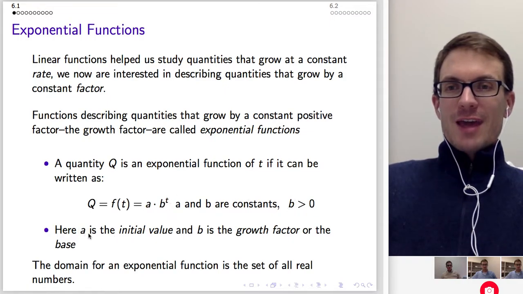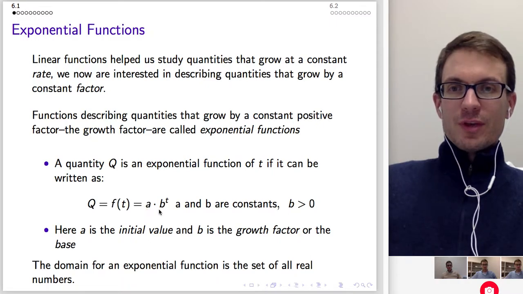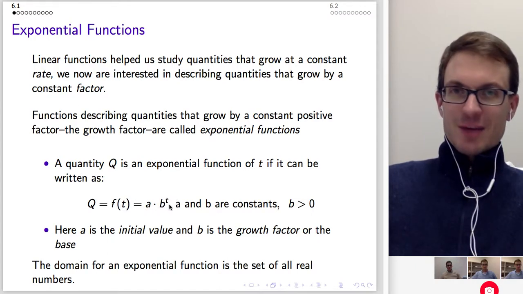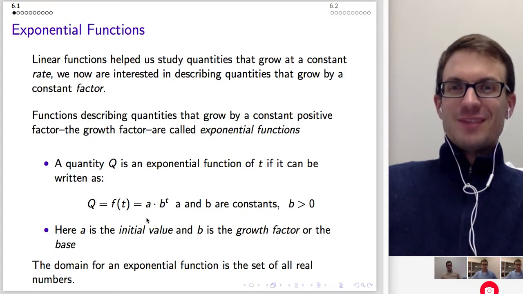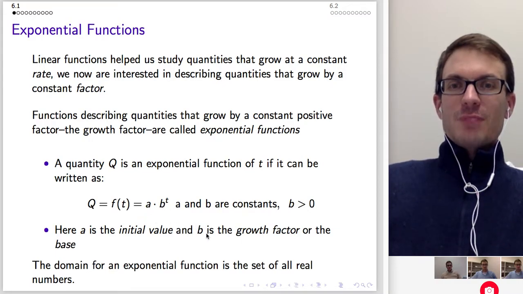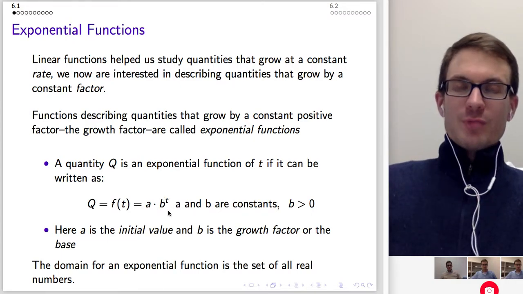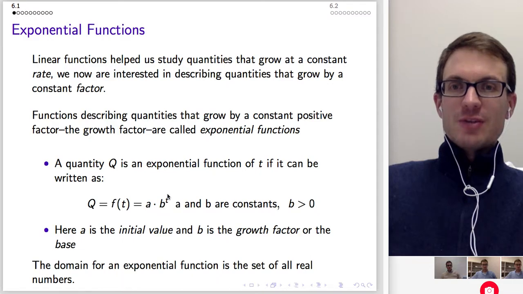We define a to be our initial value. Think of why that's the case. When we're starting off, we're at t naught, so f of 0 is going to be a times b to the 0, or a times 1, or just a. So that's our initial value. And then b is our growth factor, right? So suppose we're 1 period into the future, then we'll have a times b to the first. It's just a times b, right? This is the growth factor.